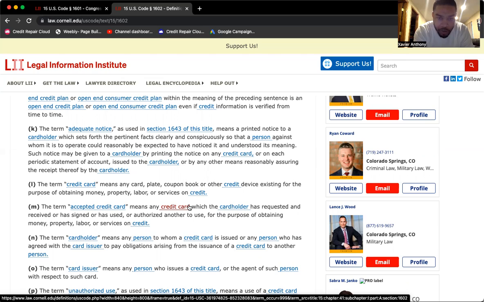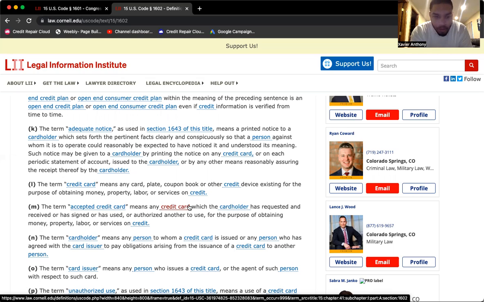Any person to whom a credit card is issued. Also, they're talking about any organization to whom a credit card is issued by you. You issue an organization or the creditor your credit card when you get credit. You have to give them a form of identification. You have to sign paperwork. You have to give them your social security number. So you're issuing them a credit card at the beginning. So you are the card holder, and then they are the card holder as well.